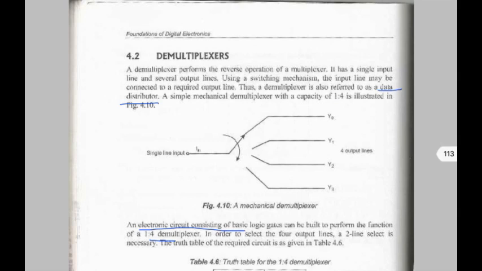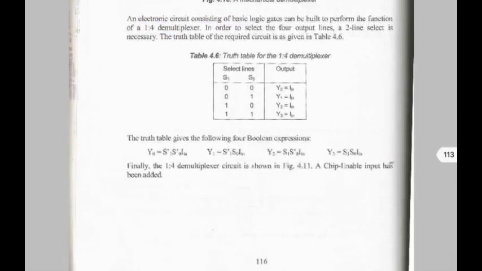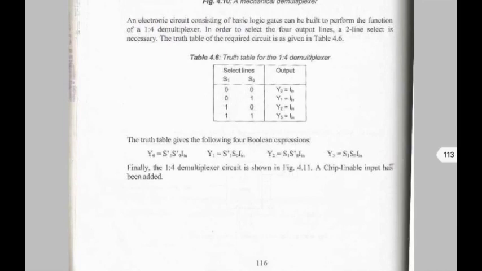So we are saying that we can use our logic gates to implement the demultiplexer, and we are going to see that shortly. From this table, we can derive the Boolean equations that represent each output of the demultiplexer, where we are saying that y0 is equal to s1 bar, s0 bar, and I in.